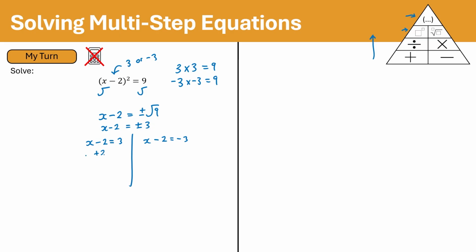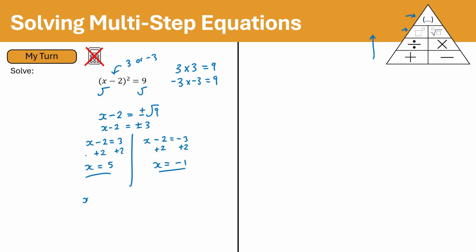If we add 2 to both sides like this, that leaves me with x is equal to 5. And if I add 2 on both sides here, that's going to leave me with x is equal to, well, negative 3 add 2 is negative 1. Here's my two answers, and let's just see how that works.